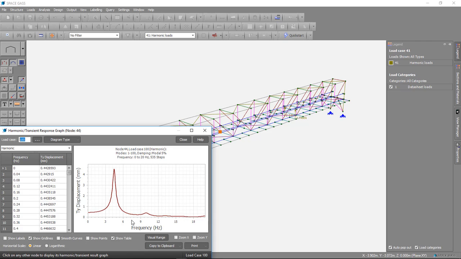Generally speaking, these peaks will correspond with the natural frequencies of the structure, but the amount that the structure responds to them is unknown until you run this type of analysis.